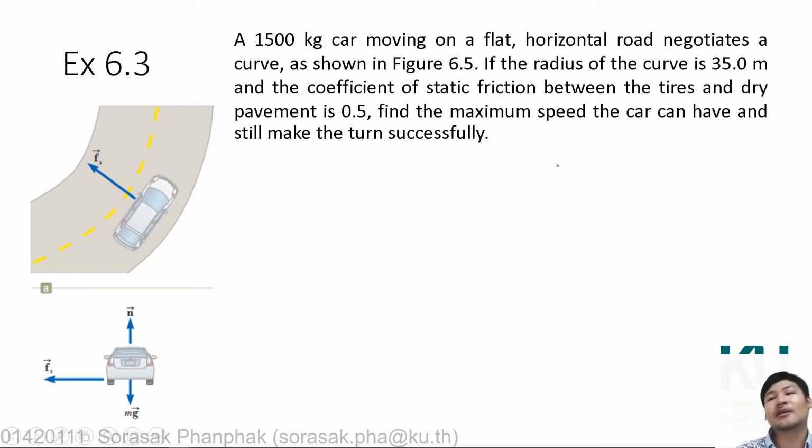So let's look at the next example. In this example, you have a car with a mass of 1,500 kilograms moving on a flat horizontal road with a curve like this. The problem is you would like to find the maximum speed of the car that can still turn successfully.